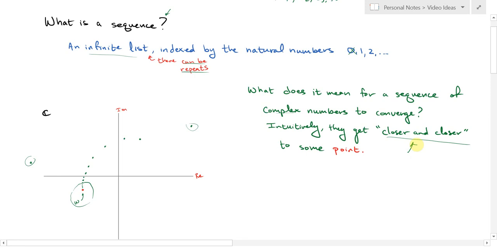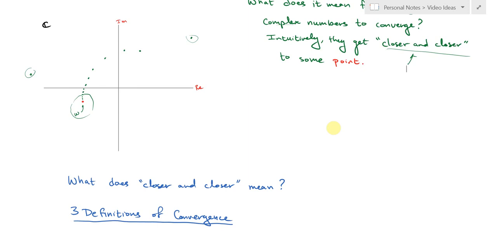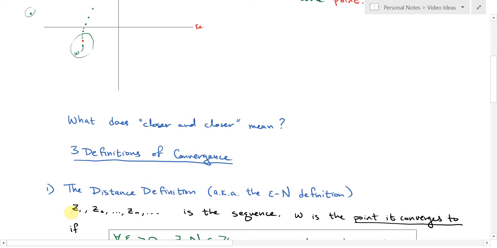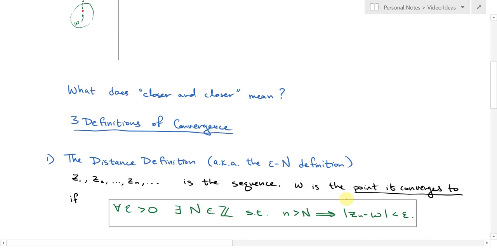Well, there are three definitions of convergence that I'll give you. The first definition is the distance definition, also known as the epsilon N definition. So notation-wise, z1 through zn is the sequence. It doesn't really matter if you did start at z0, but that's how I wrote it. And w is the point that it's going to converge to. We say that the sequence converges to W if the following definition is satisfied.